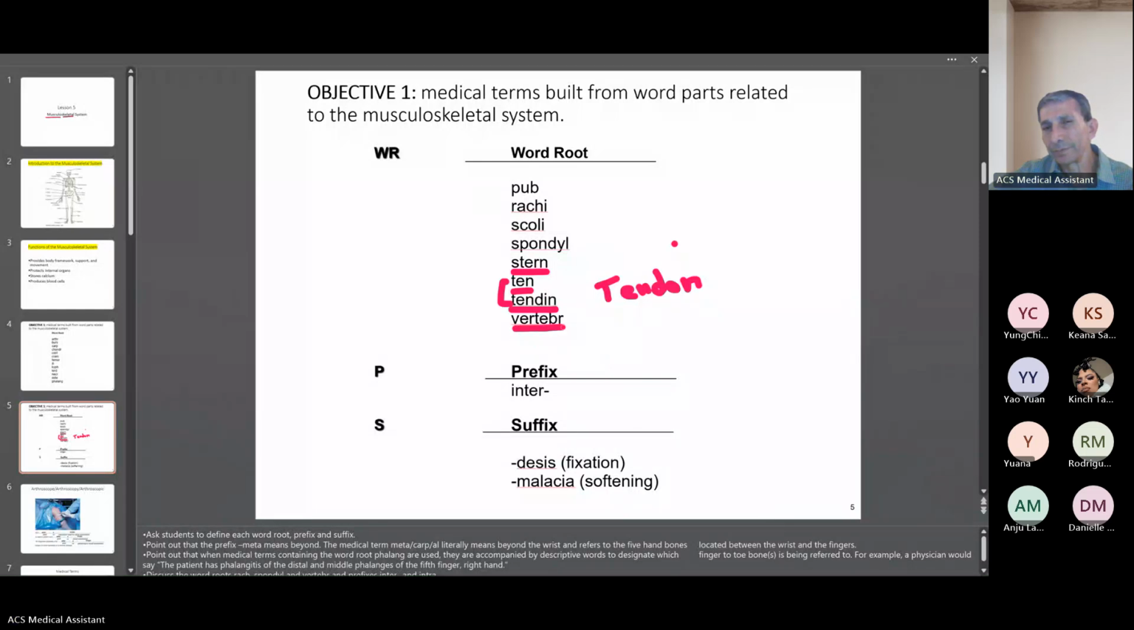Vertebrate, this comes from vertebrae. Remember, vertebrate, the spinal column. Each one of the pieces that makes up the spinal column, each one of them is called a vertebrae. That's it.